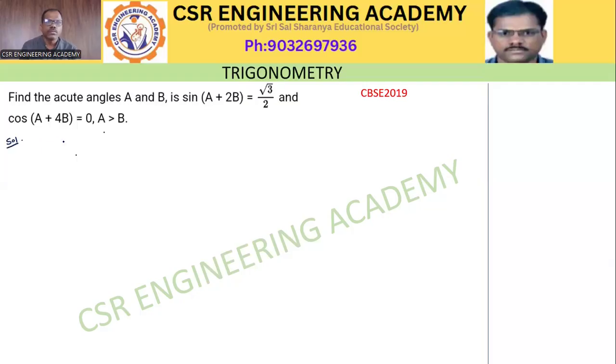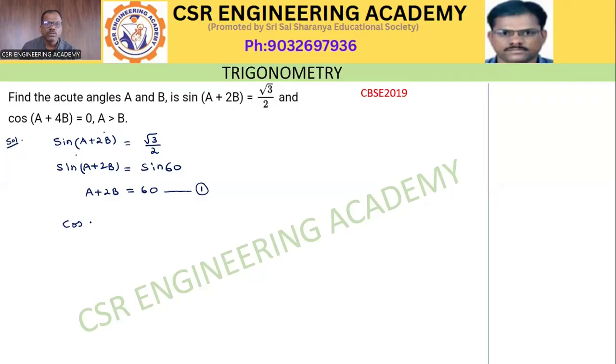Given sin(A + 2B) is equal to root 3 by 2. sin(A + 2B) is equal to sin 60, since sin 60 is equal to root 3 by 2. Sin gets cancelled. A + 2B is equal to 60.